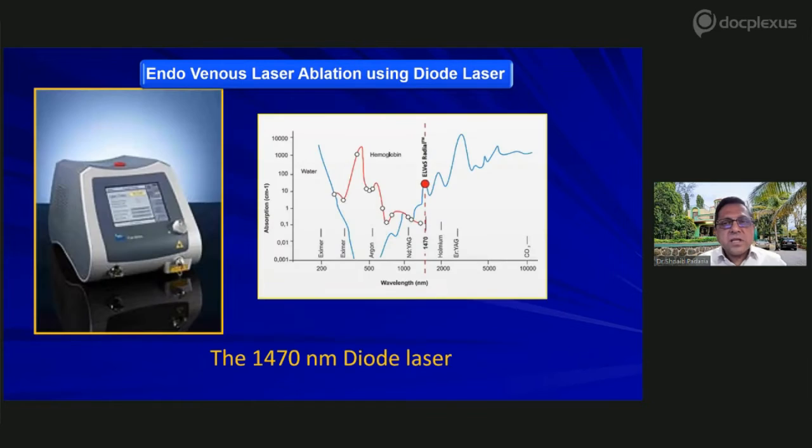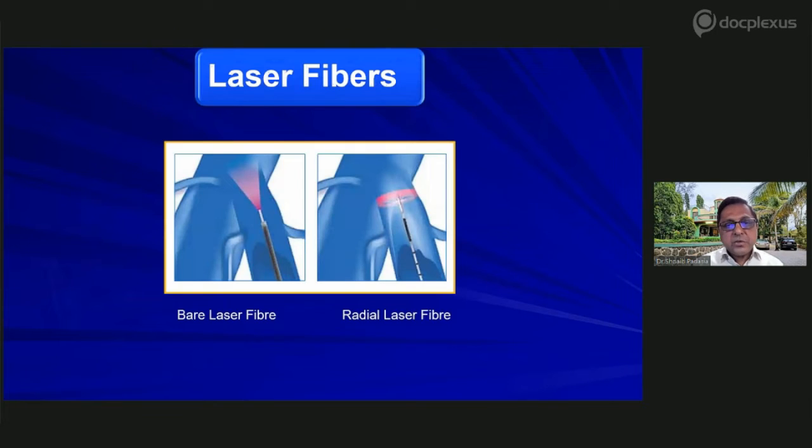How do we do this laser treatment? We use a small portable laser machine, which is called a diode laser machine. And this is a 1470 diode laser, which basically means the wavelength generated of the laser is 1470 nanometers. And this laser energy, which generates heat, is delivered via catheter, which can be a bare laser fiber, which can deliver the energy directly in forward, or by a radial laser fiber, which delivers the energy circumferentially in the vein.